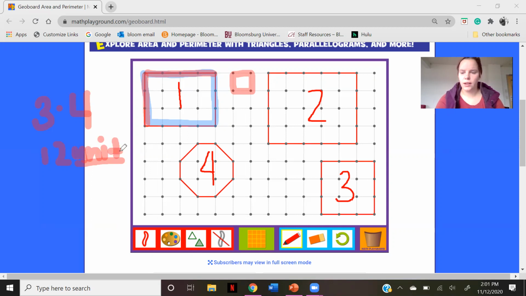We just talked about it in our Venn diagram, right? Because we are doing one side unit times another side unit, it's going to be 12 units squared. Great job with that one.